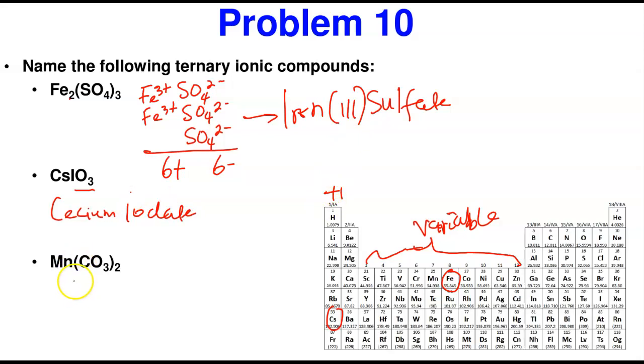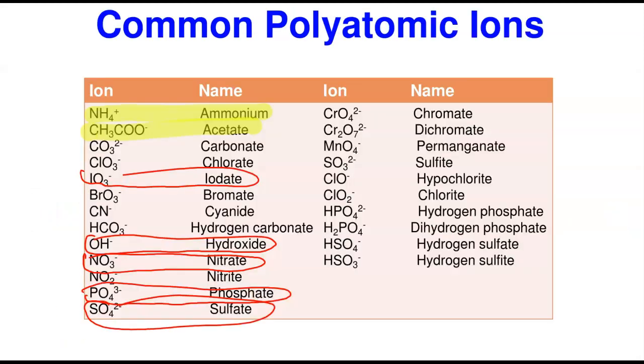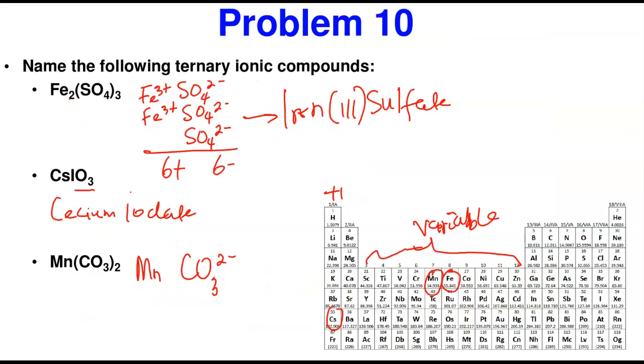And again, we name this Mn. Mn is a variable one, so we have to determine the charge. How do we do that? We know Mn, but we don't know the charge. But we know that CO3 is 2 minus. Now, some of these things you need to memorize. What is the CO3? CO3 means the carbonate ion, and it has a charge of -2.